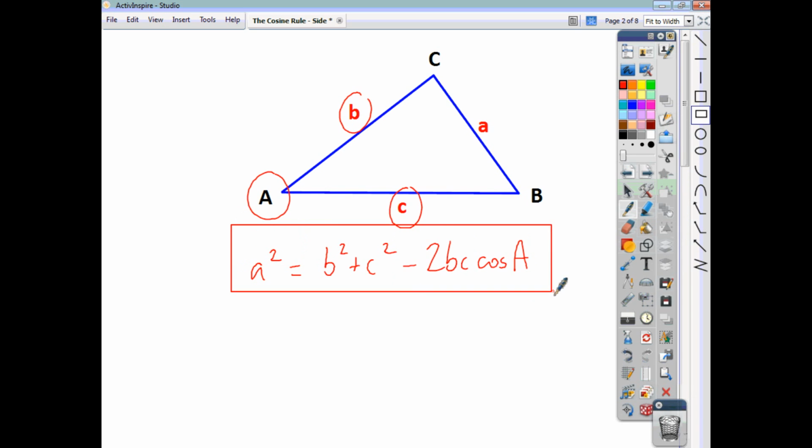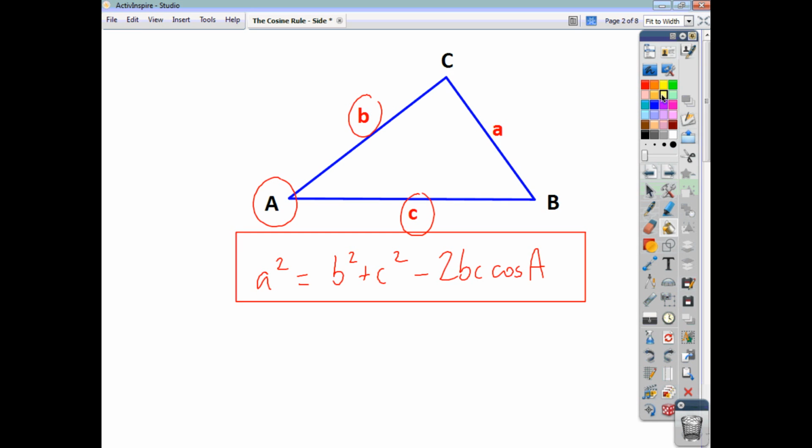Where a is the angle across from the side that you are looking for. So that's the formula that you're going to use, and I want you to notice that it doesn't give you the side you're looking for, it gives you that side squared. So you always have to square root your answer once you've used this formula. So let's do a few examples and let's see how we get on.